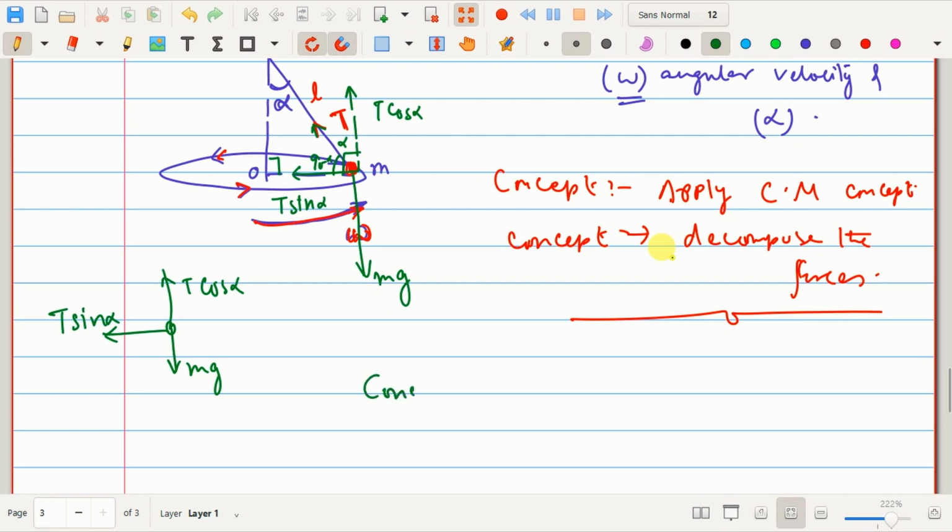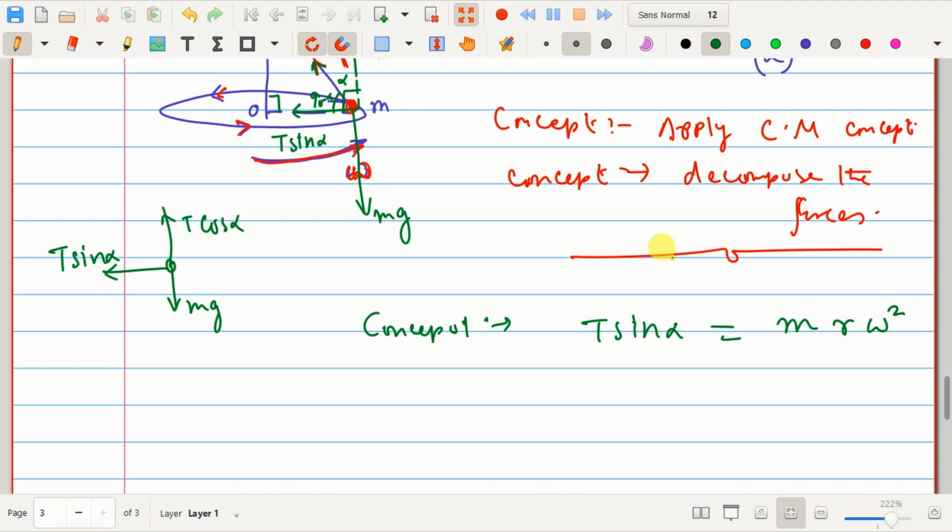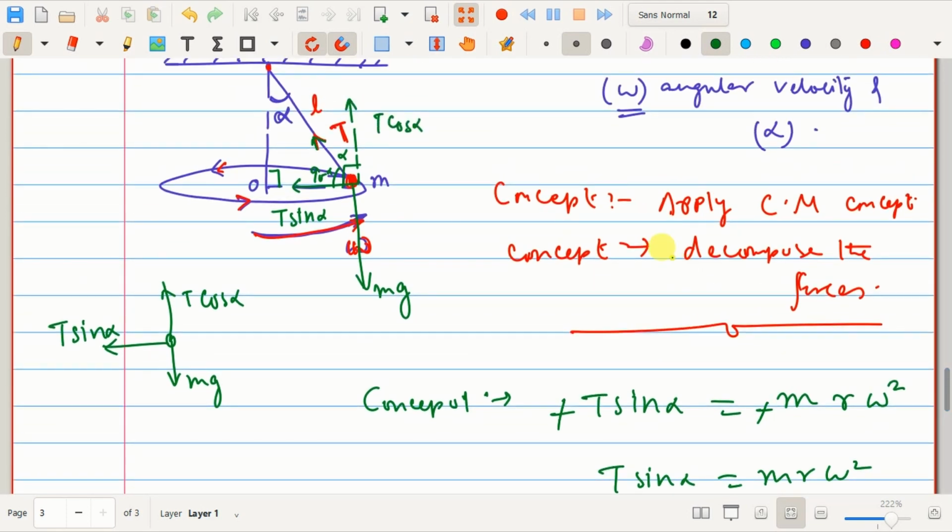Now the first concept: we have to apply the circular motion concept. Concept 1, circular motion. It says that T sine alpha, applying in this direction, is m r omega square, because it is circular motion, as we have seen. In this direction both are in the same direction, therefore minus minus can cancel out, so T sine alpha is m r omega square. But what is this r? We have assumed that r is the circular radius, but we don't know what r is, so we have to relate it.